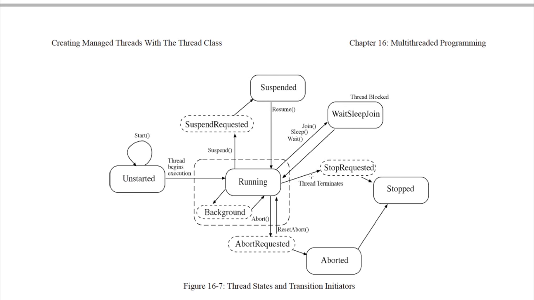Essentially, if you've got a foreground thread, that thread will keep running if your main method finishes execution, okay? If you have a background thread, then the thread will terminate when the main thread that called it terminates, okay?